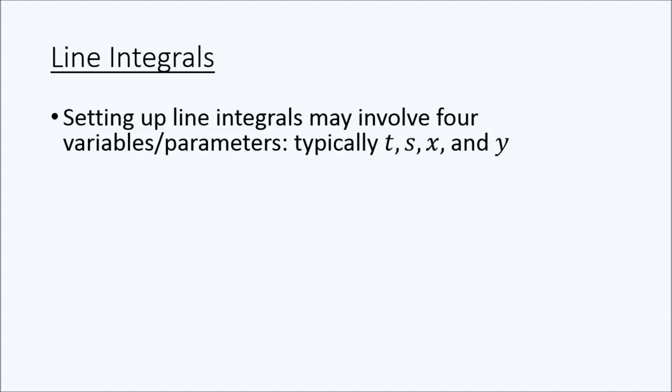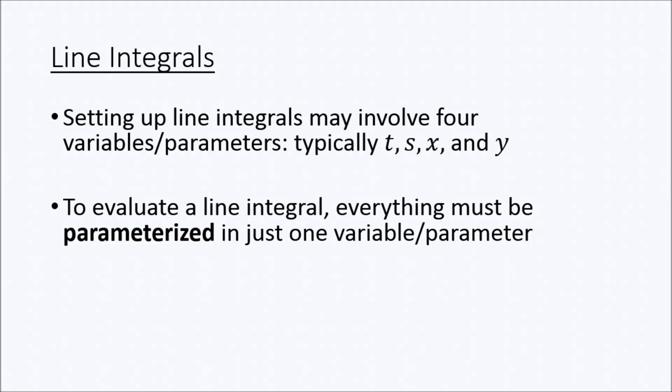Going back to the other important thing, typically when we set up these line integrals, there's going to be 4 variables or parameters to start with. Typically t and s, which have to do with our curve C, or that path, and then x and y, which are going to depend upon our function that we're trying to evaluate along our path.